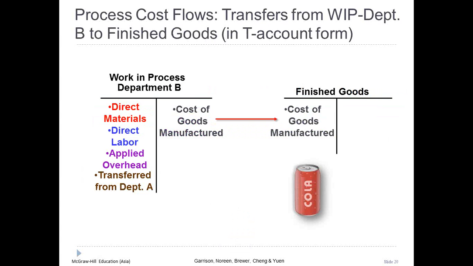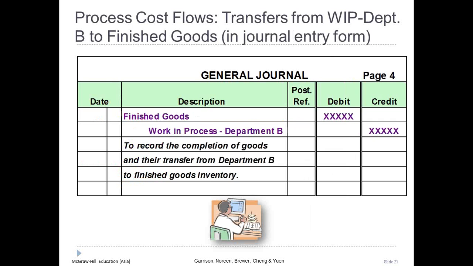Here we see the transfer of completed goods from work in process Department B into finished goods inventory. The costs transferred represent the cost of goods manufactured. The necessary journal entry is to debit finished goods inventory and credit work in process inventory in Department B to transfer finished production.